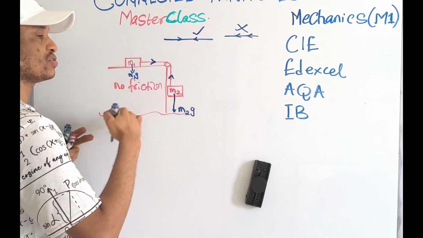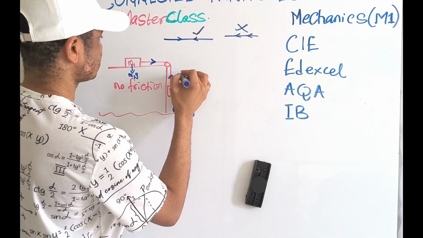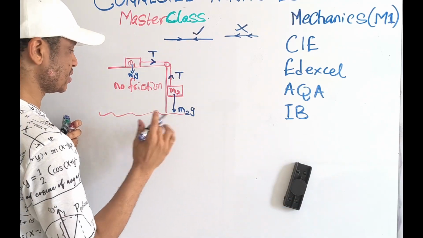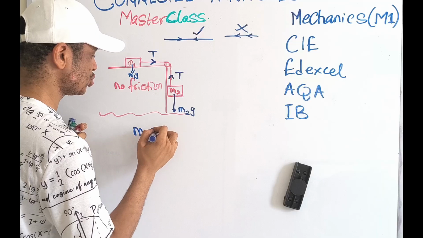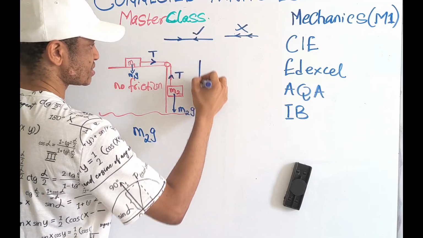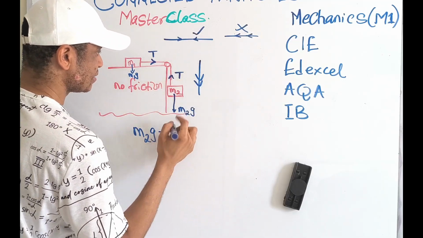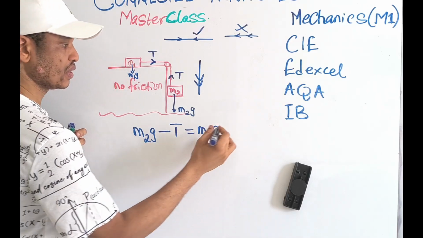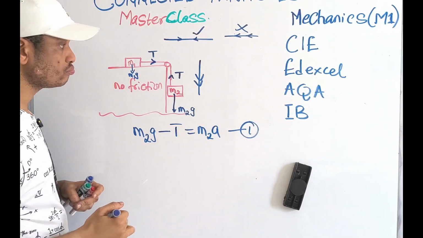So imagine they are going, so they cancel out. So this is T, this is T. No friction, remember. So for this, it becomes M2g. The particle is accelerating down. Minus T is equals to m2a. This is my first equation.